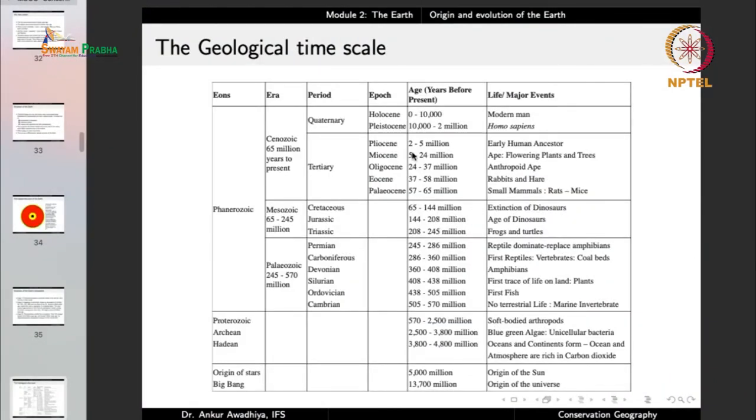Then we looked at the geological time scale, where the time is divided into era, period, and epoch. And we saw that in the beginning, we had the Big Bang, the origin of stars, followed by these eons: Hadean, Archean, Proterozoic, and the Phanerozoic. Now, the current eon is Phanerozoic, in which we have these three eras, Paleozoic, Mesozoic, and Cenozoic. The current era is the Cenozoic era, which is divided into tertiary and quaternary periods. And the quaternary period is divided into Pleistocene, Holocene, and now Anthropocene.